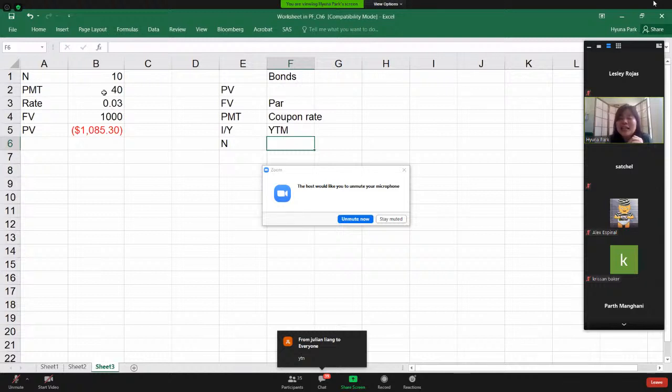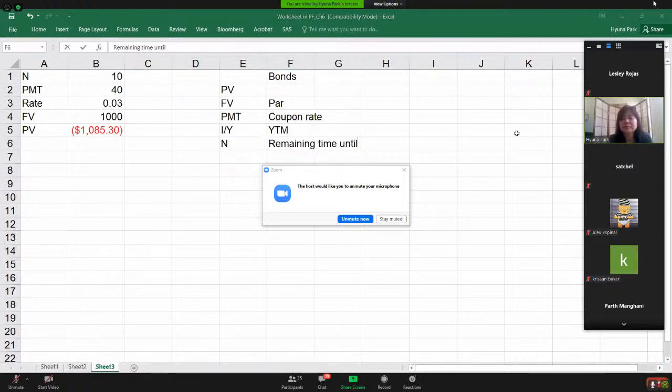And what is related to N, in this case, 10 periods? So that's related to remaining time until maturity. The remaining time until maturity, the bond maturity. And then what in the bond terminology is related to present value in this calculation? The present value is the bond price.